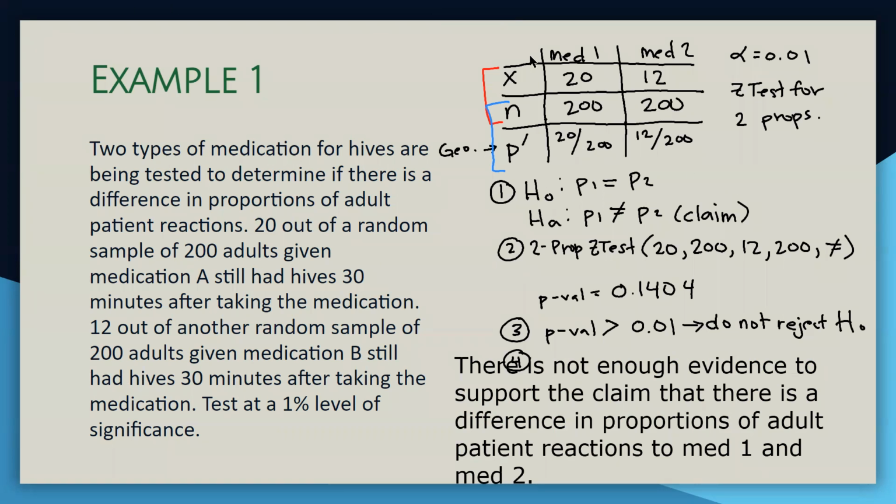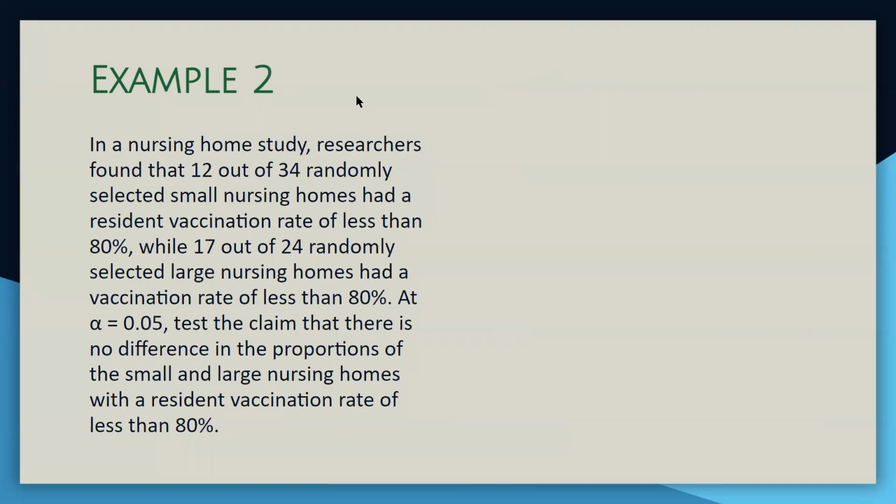Okay, let's go ahead and try another one. Example 2: in a nursing home study, researchers found that 12 out of 34 randomly selected small nursing homes had a resident vaccination rate of less than 80%, while 17 out of 24 randomly selected large nursing homes had a vaccination rate of less than 80%. At alpha equals 0.05, test the claim that there is no difference in the proportions of the small and large nursing homes with a resident vaccination rate of less than 80%.